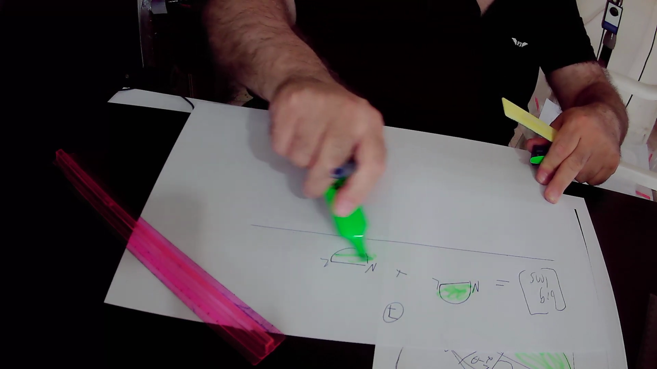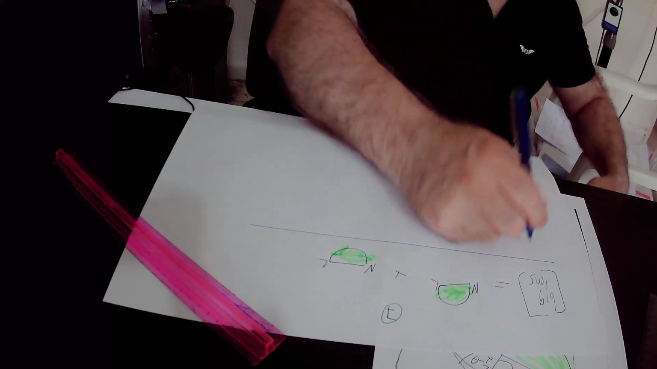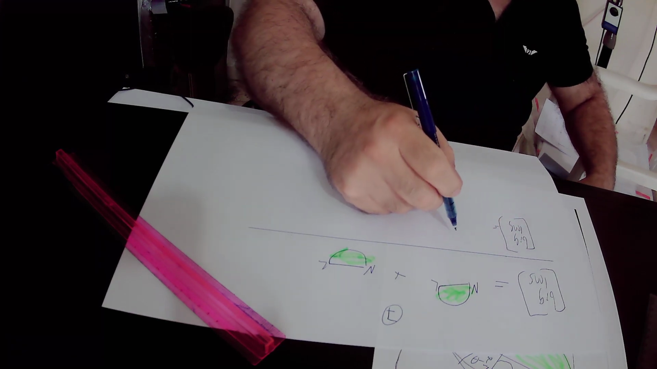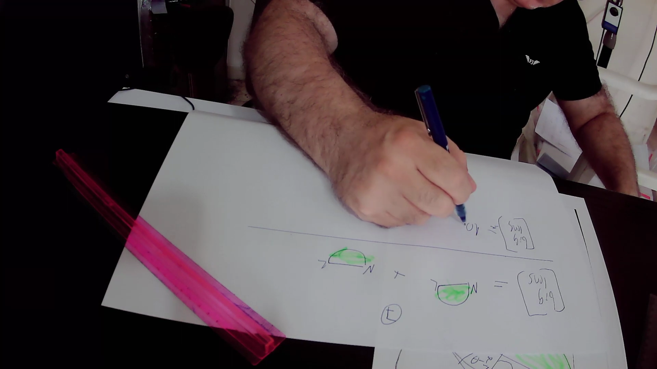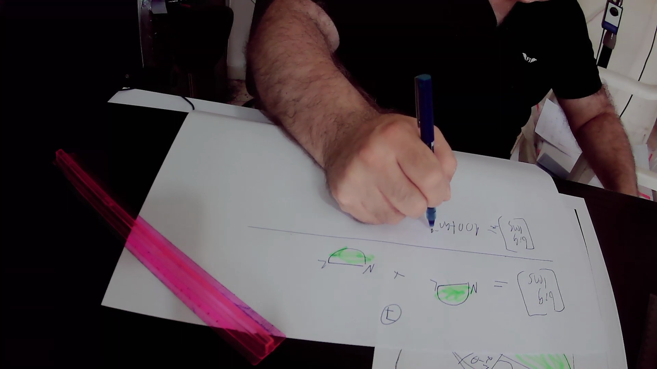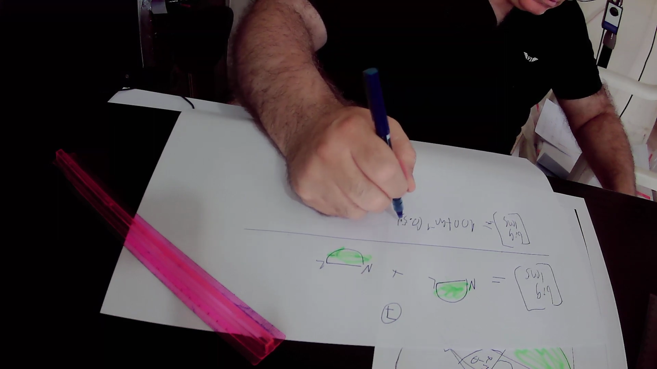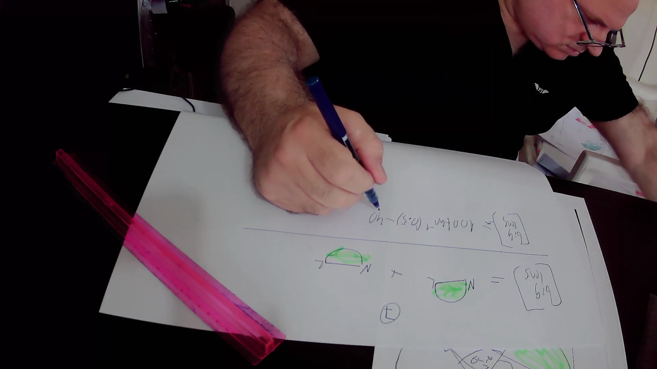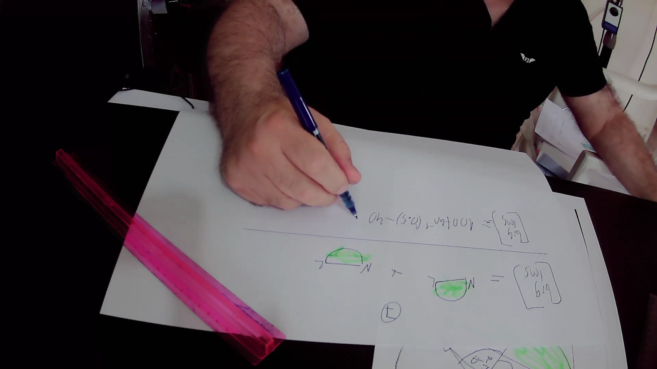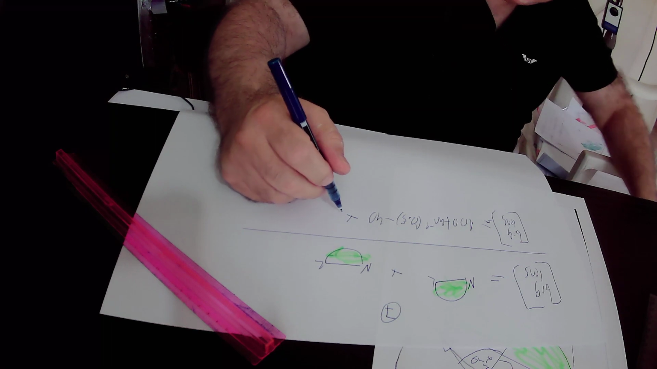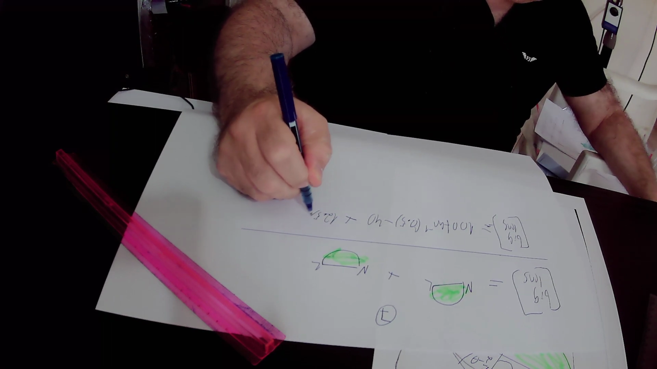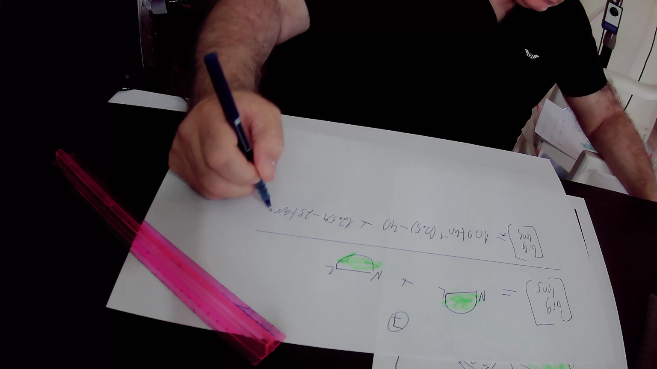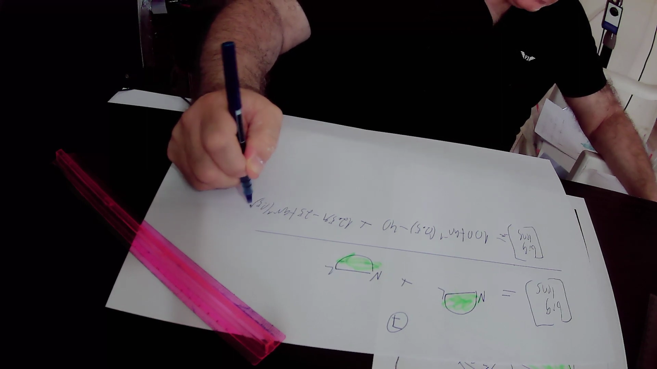So the area of the big lens equals the area of the upper circular segment, which is 100 times tangent minus 1 of 0.5 minus 40, plus the area of the lower circular segment, that is equal to 12.5 pi minus 25 times tangent minus 1 of 0.5 minus 10.